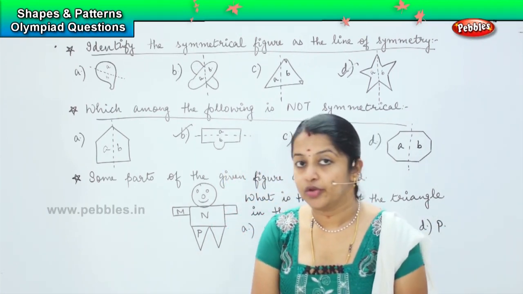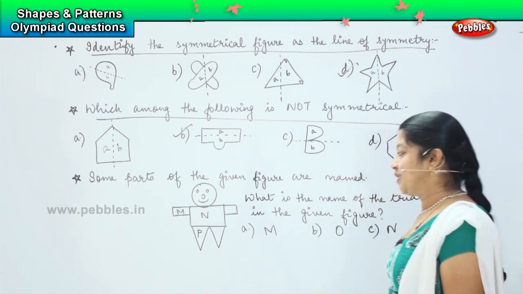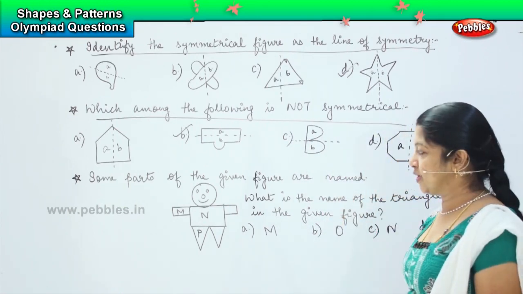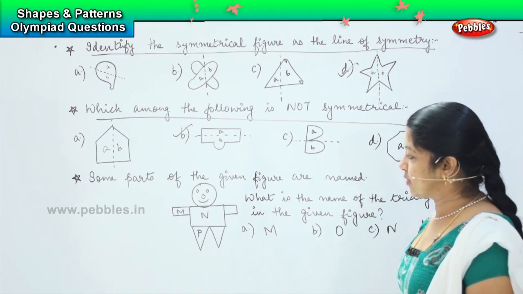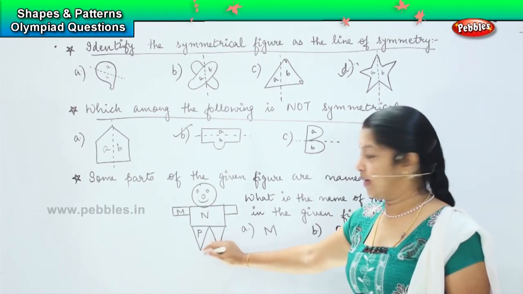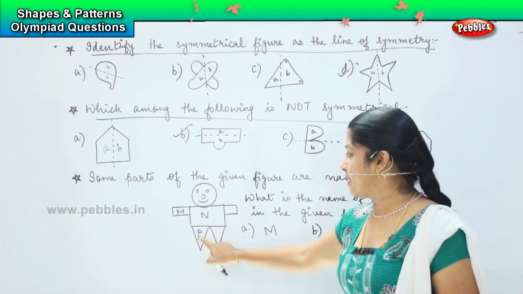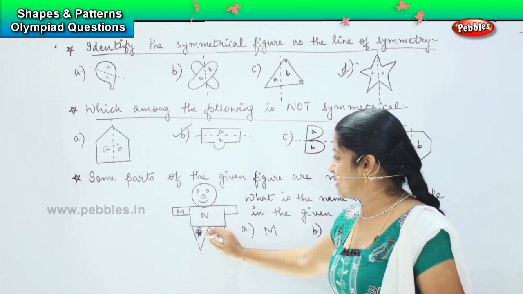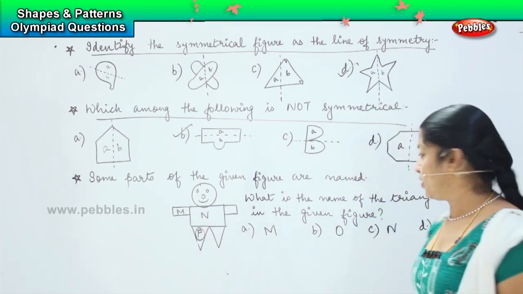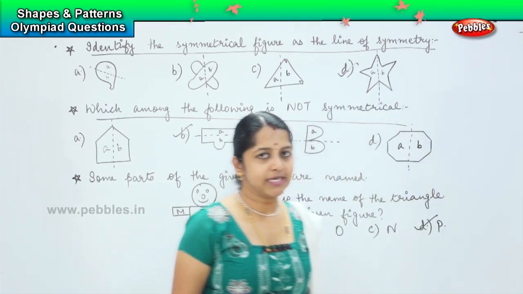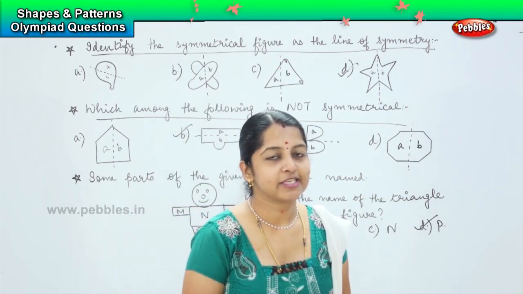So now you have to identify which figure, the triangle, is named. So it's very simple, right? Where is the triangle here? It is towards the leg, right? And the alphabet named here is P, right? So this is the labeled figure. So option D, P is the right answer. It was very simple, right? Shall we move to the next one?